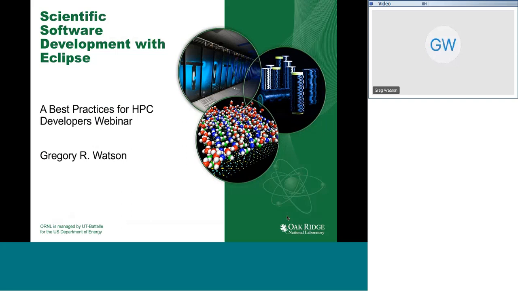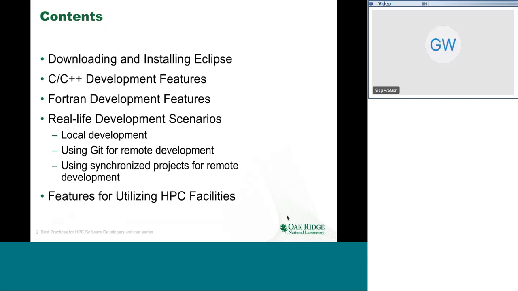So what I want to try and do today is take you through some of the basic process of getting hold of Eclipse and installing it. And then I want to skim over some of the features that are available for doing C and C++ development and Fortran development, which are the predominant languages for high-performance computing. I realize that Python is used very widely, and there is Python available for Eclipse, but I'm not going to be covering that in this webinar.